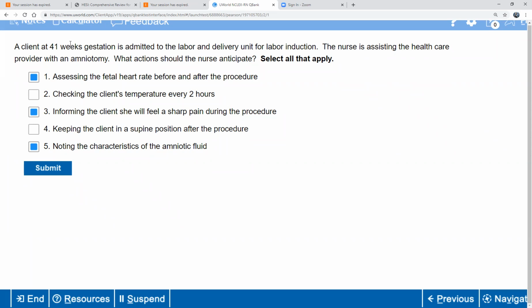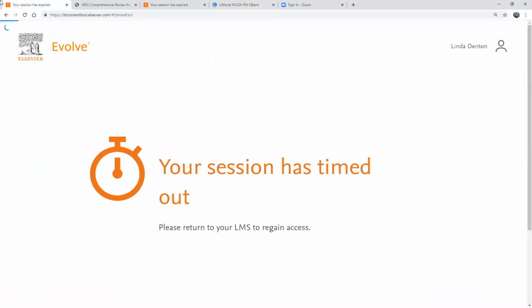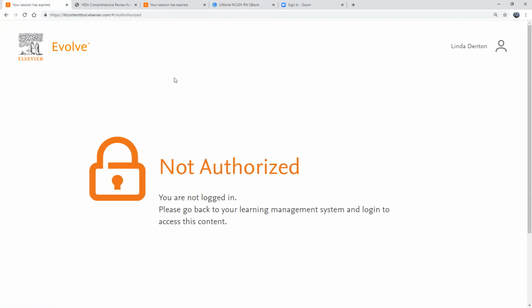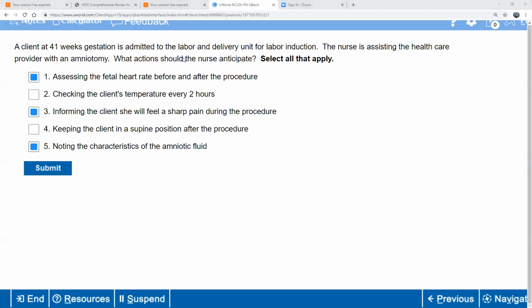1, 3, and 5. Informing the client that she will feel a sharp pain. So why would she feel a sharp pain? Sometimes it's from the hook or whatever that they use to do it. Oh, okay. Yeah, that makes sense. Final. Oh, what happened? Whoa. Time is expired. No, that was something else. I just hit the wrong button.